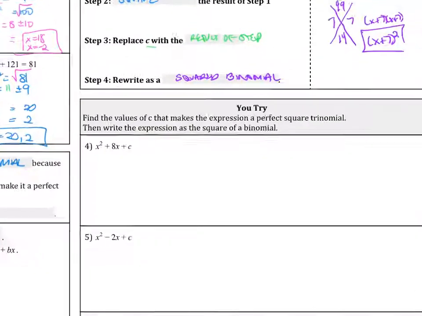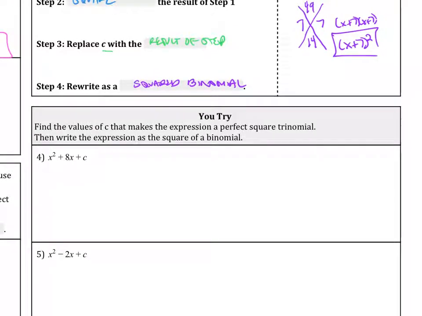So let's go ahead and try one more example. Let me try one with you without all of the words. Find the values of c that makes the expression a perfect square trinomial, then write the expression as a square of a binomial. So what we're going to do is take 8 and divide it by 2. It's a positive 8, so positive 8 divided by 2 is 4. Then I'm going to circle it. And then the next thing I do is I square it. 4 squared is 16. So that's going to go where my c is.